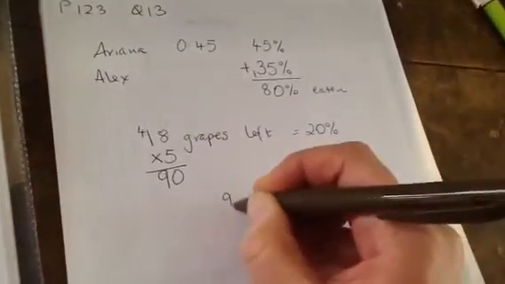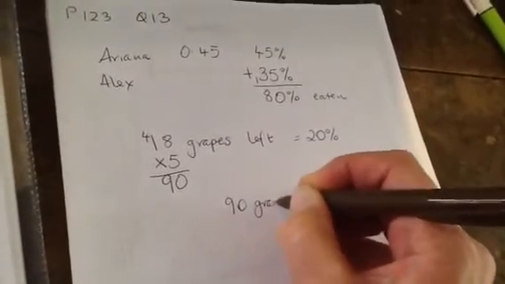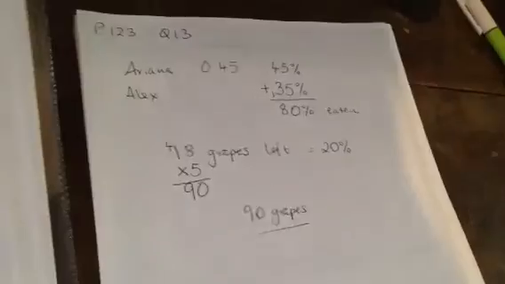So at the beginning, in the container, before Alex and Ariana got their hands on them, there were 90 grapes.